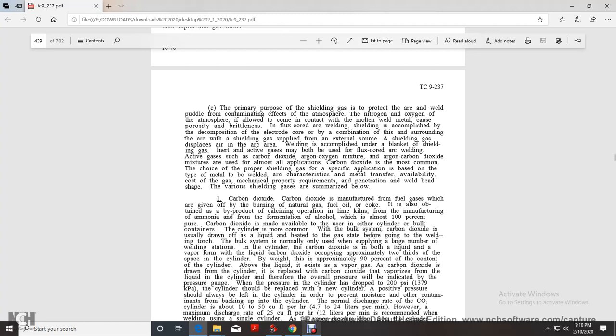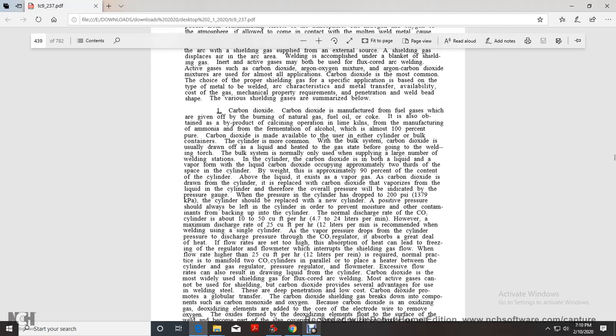The choice of the proper shielding gas for a specific application may be based on the type of metal, the arc characteristics and metal transfer, availability and cost of the gas, mechanical property requirements, the penetration, and the weld bead shape. The various gases are summarized below.